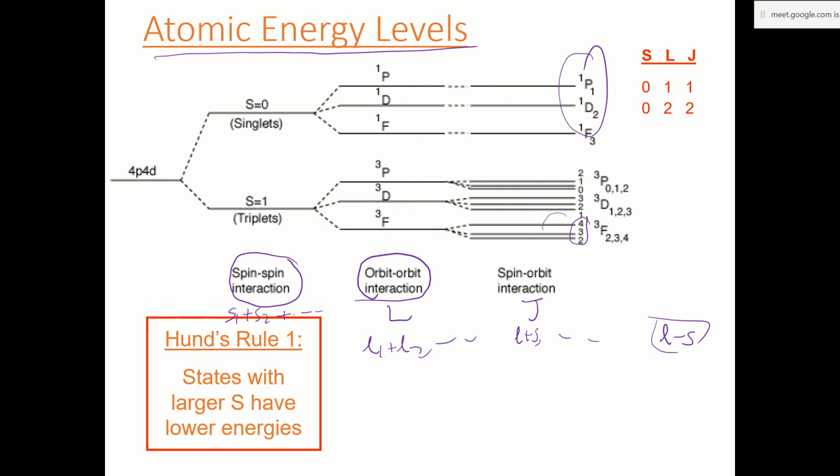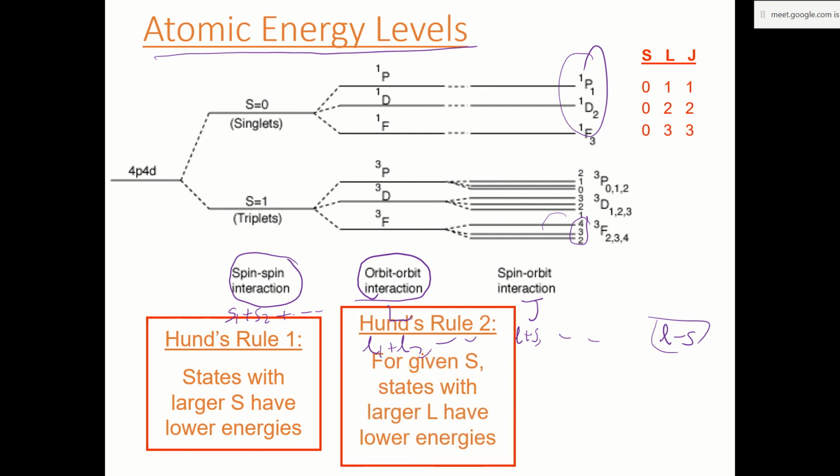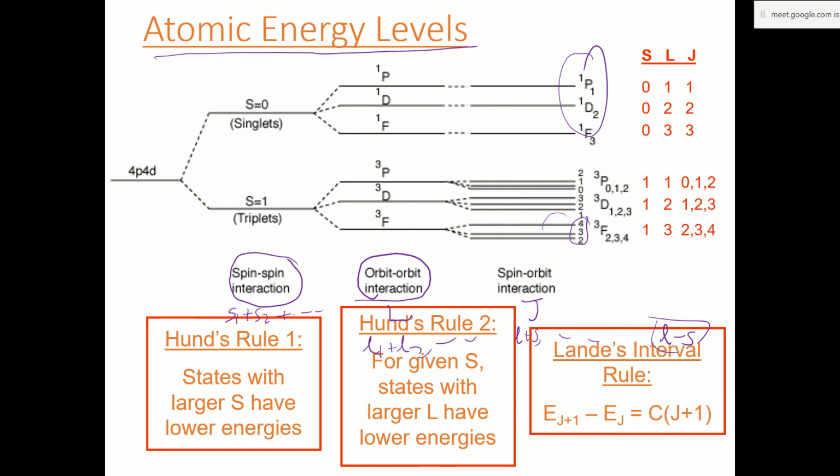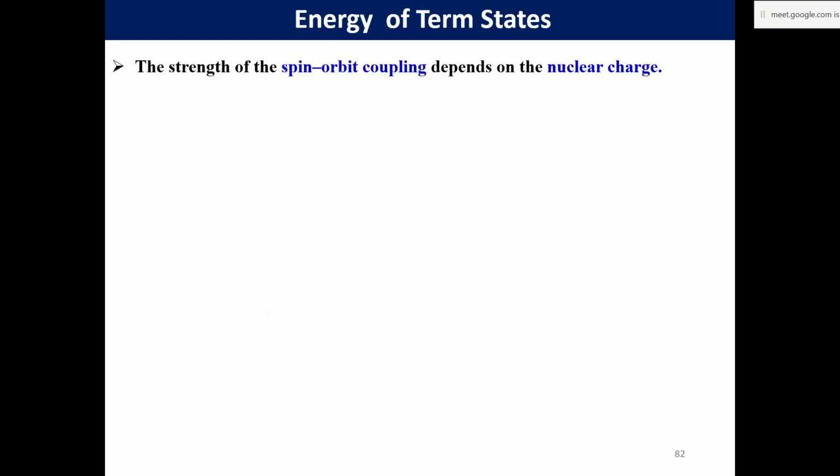So Hund's rule 1, and then Hund's rule 2, and finally we have Hund's rule 3 for this J, and finally Landé's interval rule for J plus 1. These are the things. So spin orbit coupling, we have come to the last point, which I will try to finish for the term symbols.